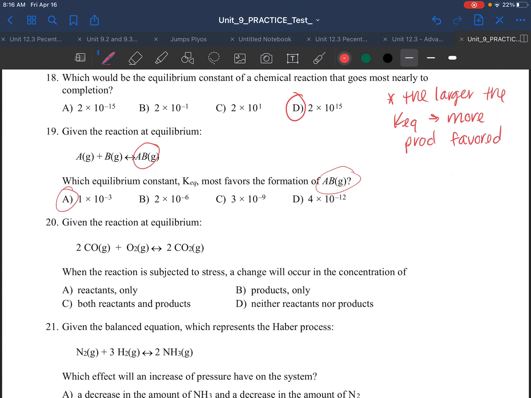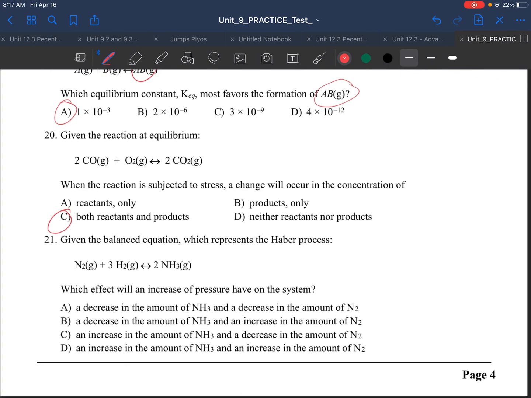20. So given this reaction, when the reaction is subjected to stress, what will happen? What happens to the concentration when you stress a system out? It affects the whole entire thing. So it's not just reactants, it's not just products. A whole change will happen across the whole system. So it will be both reactants and products.